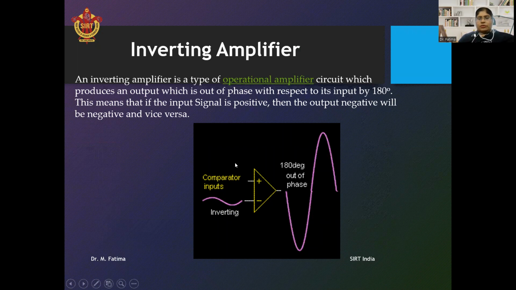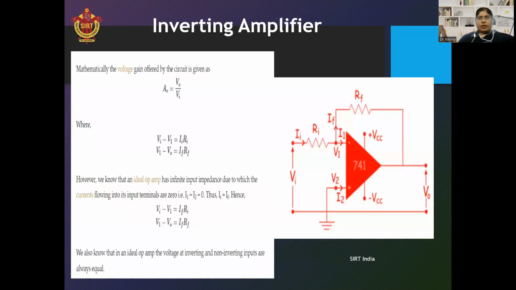So you can see here, this is the diagram of operational amplifier. On the negative terminal, input is given. The output is amplified with a phase difference of 180 degree. The output is inverted. That's why the name is inverting amplifier. This is the circuit diagram of the inverting amplifier.